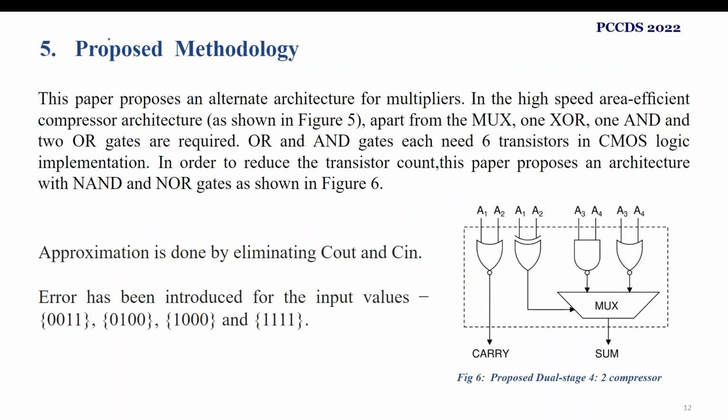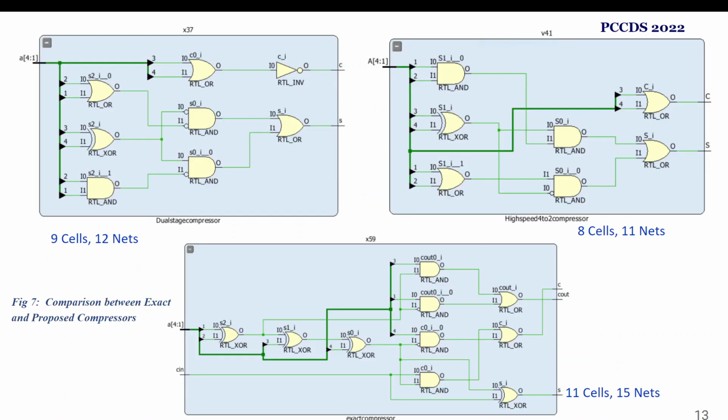The second compressor is the 4:2 dual stage compressor. In this, OR and AND gates each need 6 transistors in CMOS logic implementation. In order to reduce the transistor count, this paper proposes an architecture with NAND and NOR gates. These blocks are developed using Vivado software. So here we can see 9 cells and 12 nets are required for the dual stage, whereas 8 cells and 11 nets are required for the high speed 4:2 compressor. These two compressors will give approximate results. For an exact result, we have to use the exact compressor, which will need 11 cells and 15 nets.